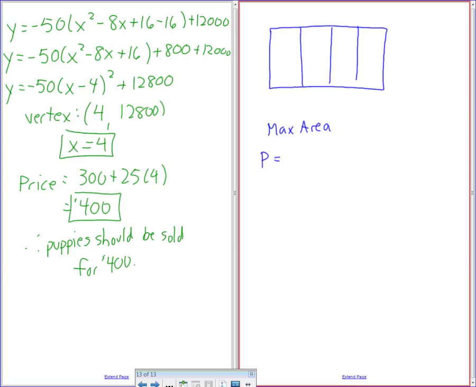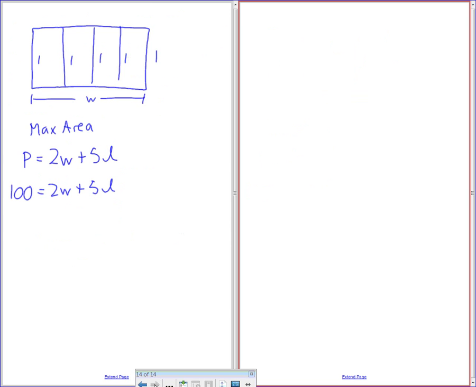So perimeter is going to equal all of that added up, so you've got to get some variables in here. I'm going to use L's and W's. So I have an L, an L, an L, an L, an L, and all of this is going to be my width. So what's the perimeter equation going to be? 2W plus 5L. If you want to, I like fewer variables, you could do 4 W's on the bottom and 4 on the top, but that seems like a lot to me. Okay, so I'm going to say that my perimeter is 100, and I want to maximize my area. What's the equation for area of that?